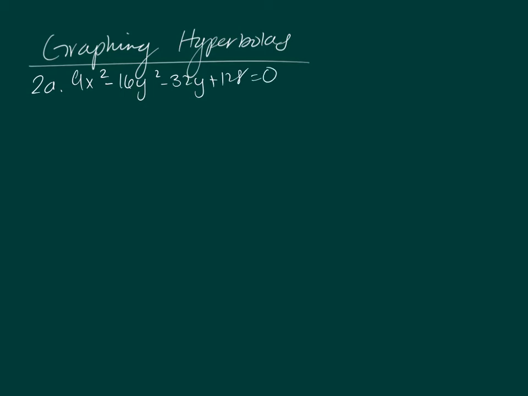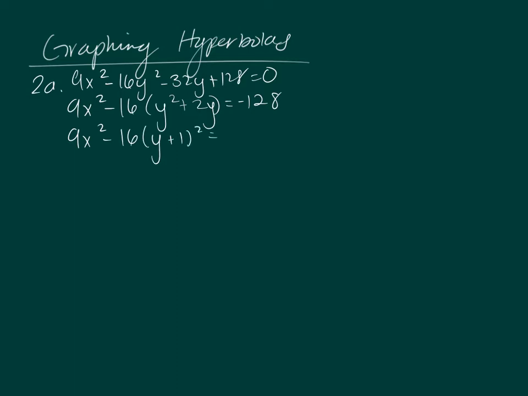So first thing we're going to do is get all the y's together, everything without a variable on the other side. So 9x squared, I'm going to take out a negative 16 from the y's, so y squared plus 2y equals negative 128. And then I'm going to complete the square of the y's. So that's negative 128. 1 squared is 1 times negative 16 is minus 16. So this is negative 144.